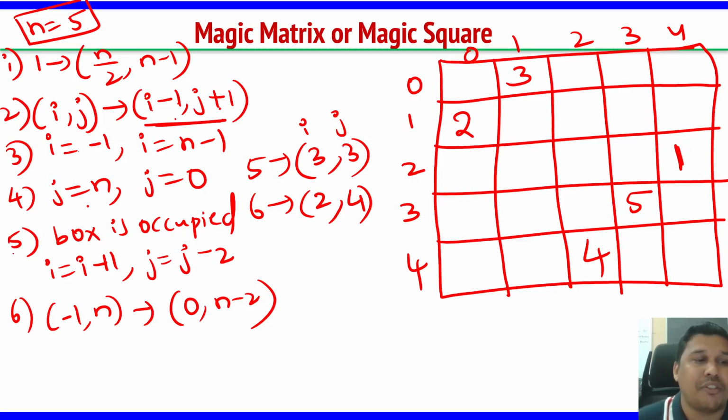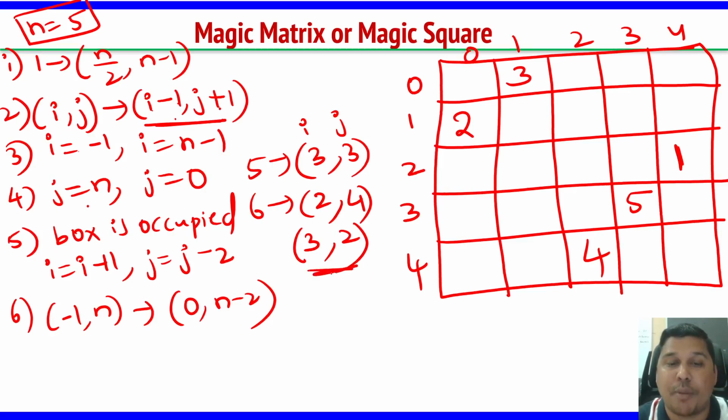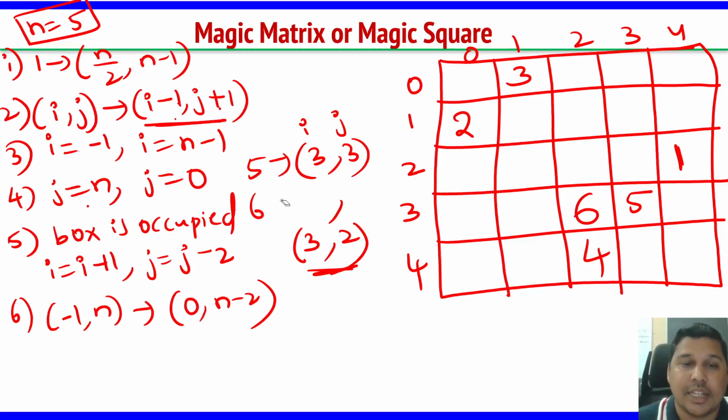So go to rule number 5. When the box is already occupied, the new location for 6 will be i equal to i plus 1, that is 3, comma j equal to j minus 2, that is 2. So in location 3 comma 2, you have to fill 6. It is this. Okay. So again, this becomes my i and j. My 6 is at 3 comma 2.